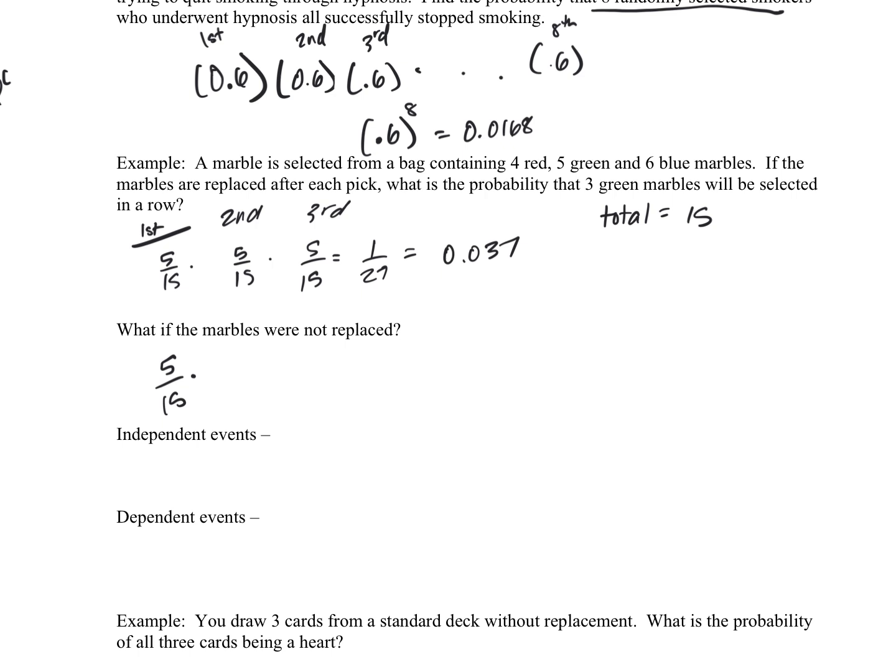What is the probability that the second one would be green? Well, how many green do I have left? 4. Out of how many marbles do I have left? 14. And then what's the probability that the third one is green? 3 out of 13. And y'all, I found that to be 0.022.